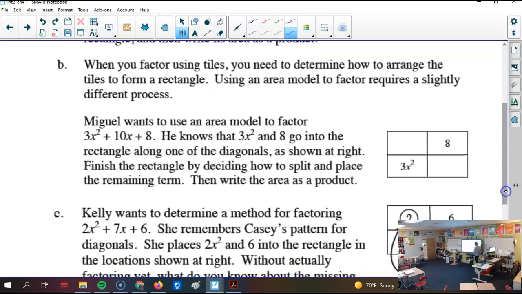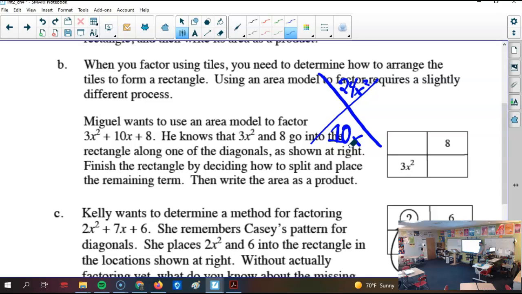So Miguel says, all right, let's get some bigger numbers, right? That was probably easy because they were small numbers. 3x squared plus 10x plus 8. Miguel sets up 3x squared and 8. After we've set up the 3x squared and the 8, what's the next thing we do with our numbers? Multiply them together and we get 24x squared. And on the bottom go two numbers that make 10 but also make 24.